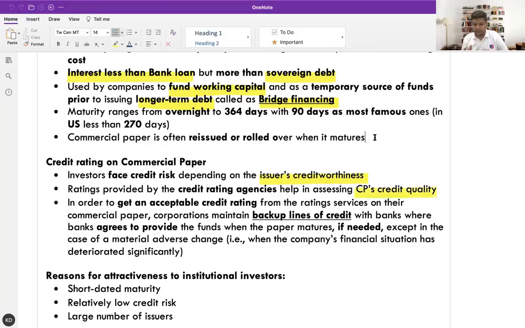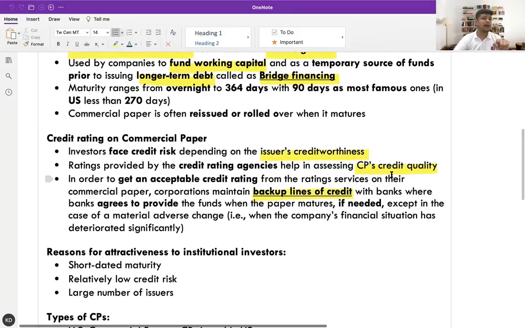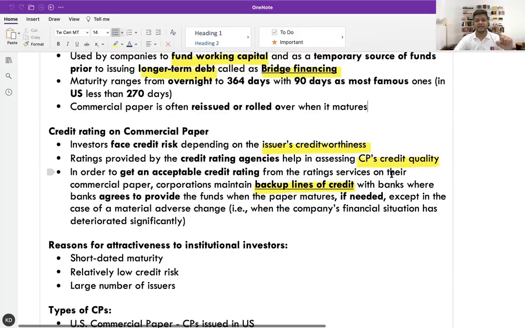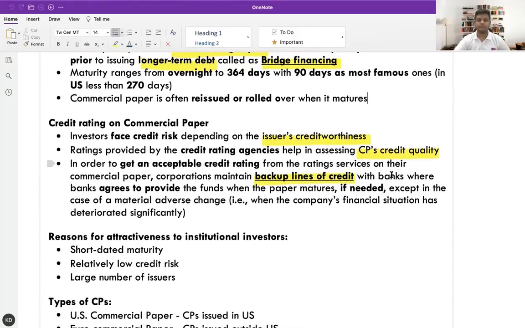In order to get an acceptable credit rating from the rating services, as I said, the commercial paper issuing corporates cannot be completely dependent on CP. They need to have something that we discussed called the backup lines of credit. Right? These are additional arrangements that the companies have in case the funds are not available, in case the CPs are not in a position to get rolled over. Are you getting my point? So if the companies need funds, do you have any backup resource? If you have a backup resource, then you enjoy a better credit rating. Is that clear? Correct.